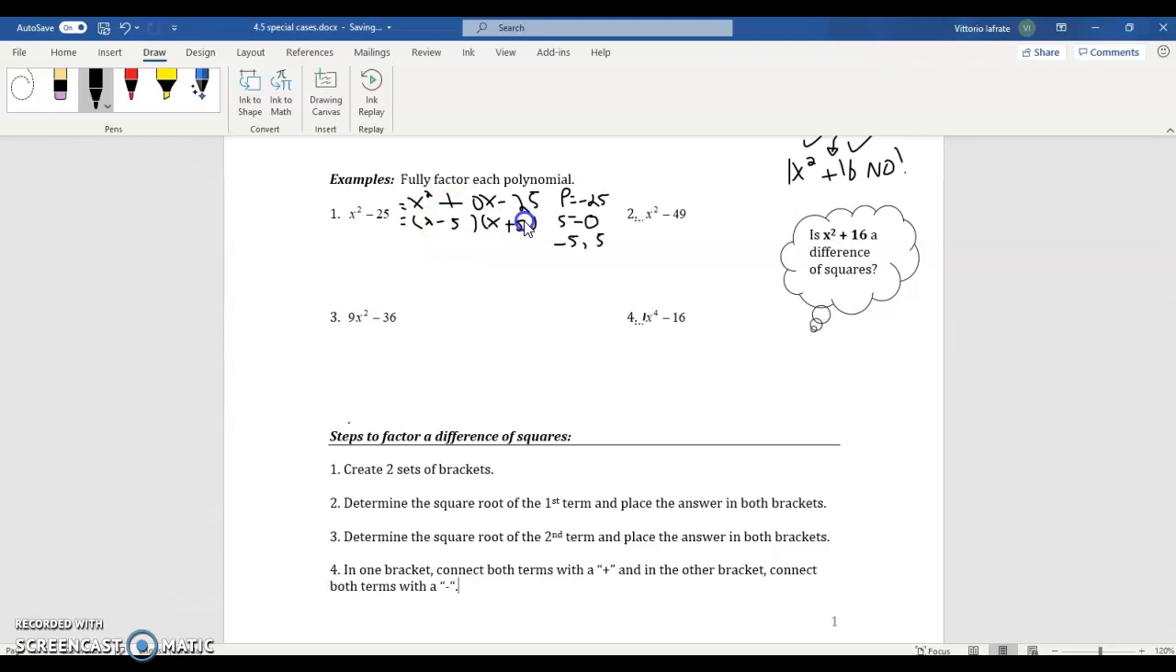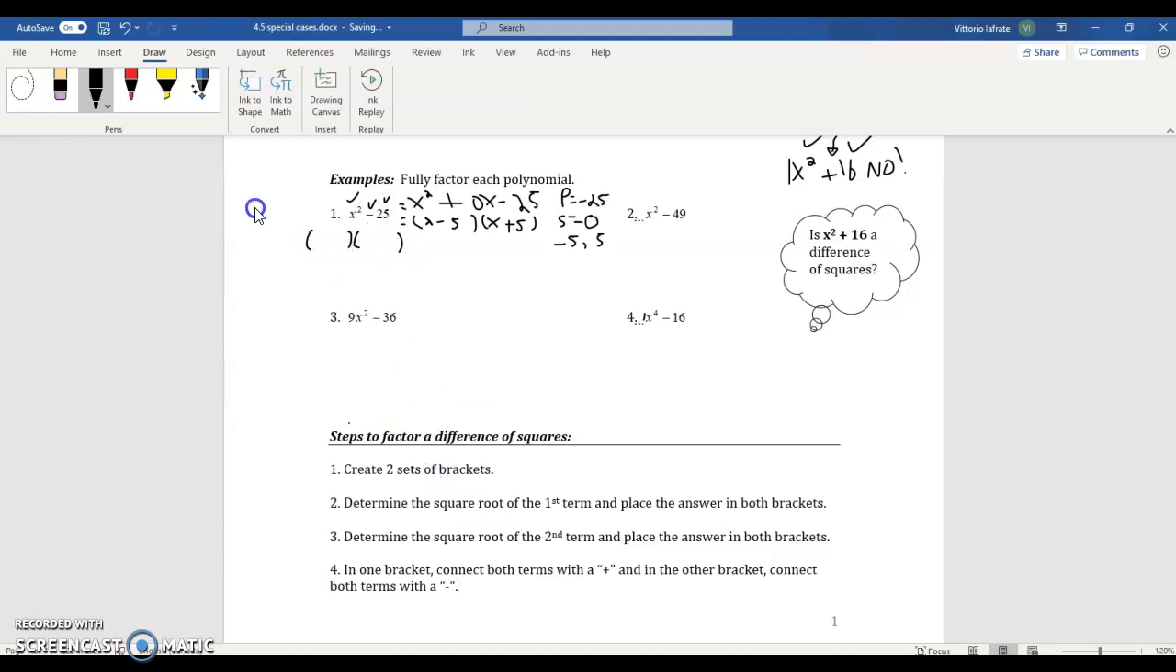And that would have worked just fine. But you could save some time. You don't always have to do this. You can realize this is a difference of squares because the first term is a perfect square, the second term is a perfect square, and you have a minus in between. You can make your two sets of brackets, and you can follow the rules below.